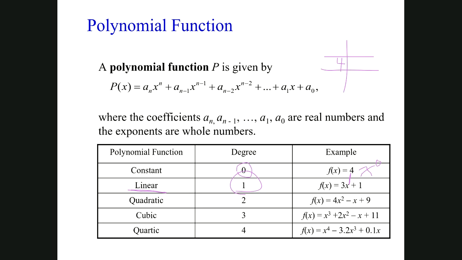Okay, this highest degree is 2 in here, and we call this a quadratic. This one, the highest degree is 3, right? And we call this a cubic function. We also have a highest degree of 4. We call this a quartic, not a quadratic. Quadratic is degree 2. Quartic is degree 4.